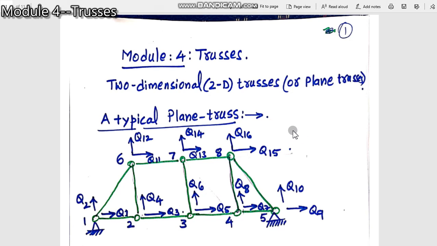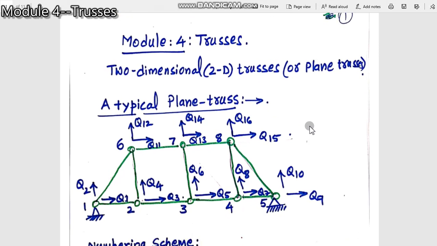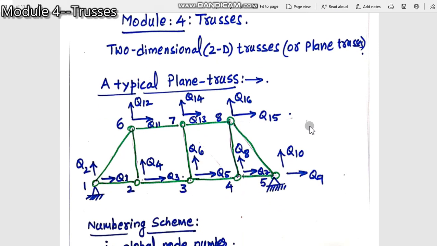Welcome to lecture series on module 4 trusses. The focus of this lecture will be on problem solving. Now if you look at the truss, here we are going to concentrate on the two-dimensional trusses. When I say two-dimensional, each node will have 2 degrees of freedom. It's also called a plane truss.